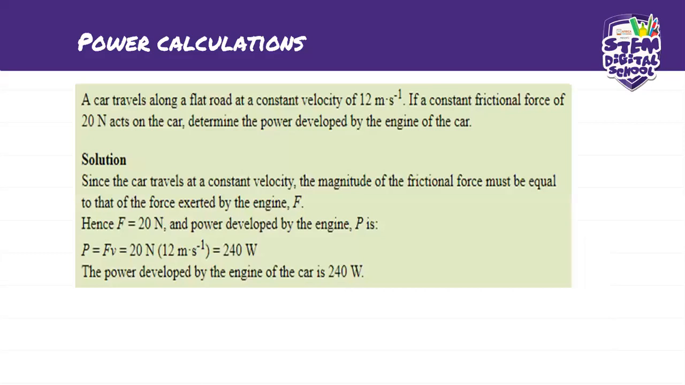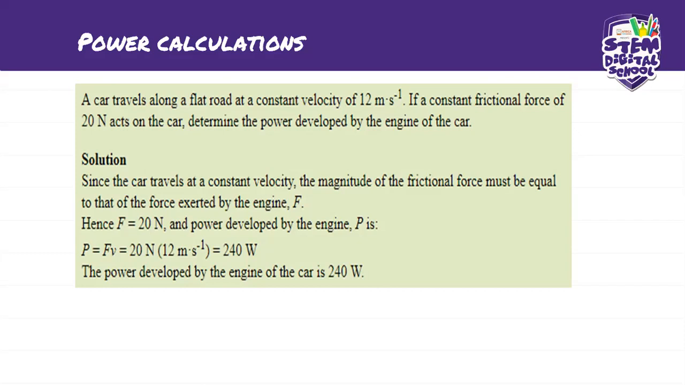So, power calculations. It says here a car travels along a flat road at a constant velocity of 12 meters per second. If a constant friction of 20 Newton acts on the car, determine the power developed by the engine of the car. Okay, so it says here since the car travels at a constant velocity, the magnitude of the frictional force must be equal to that force exerted by the engine.